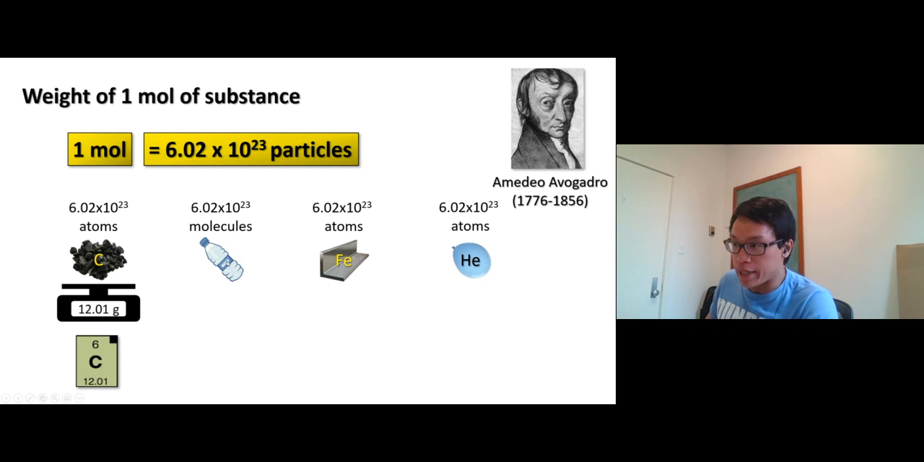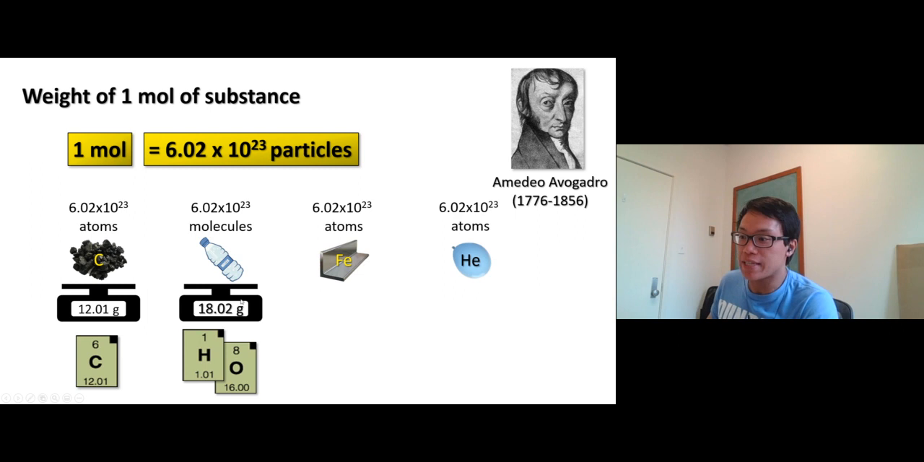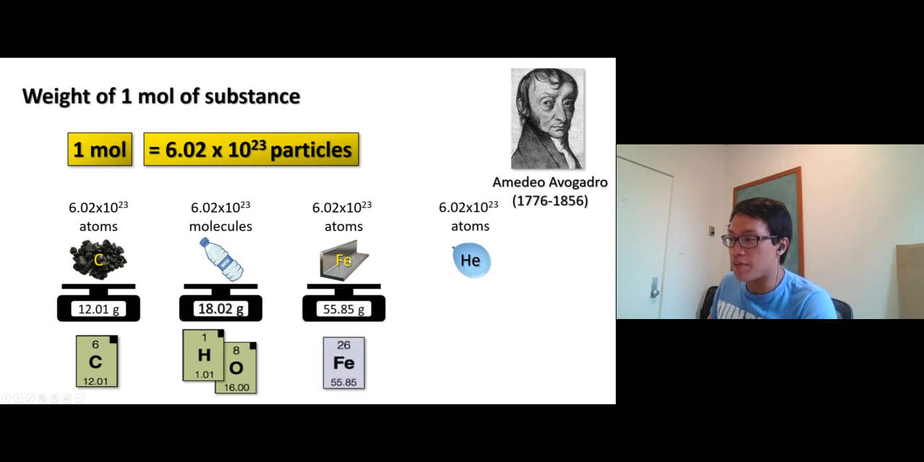Water: 1 mole of water weighs 18.02 grams, which is exactly the atomic mass of 1 oxygen plus 2 hydrogen combined. The weight of a mole of iron is 55.85 grams, also equal to the atomic mass of iron in atomic mass units. Same thing with helium: put 1 mole of helium on the scale and it is 4 grams, 4 AMU per helium.